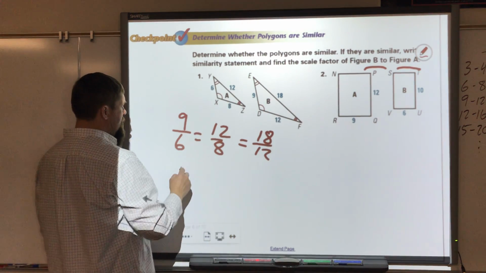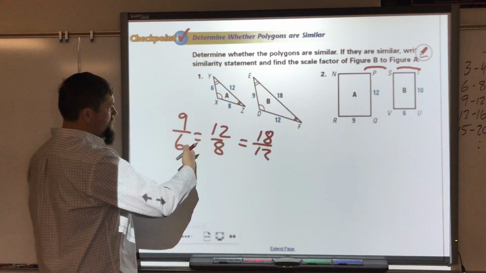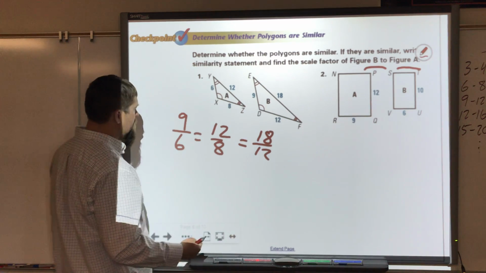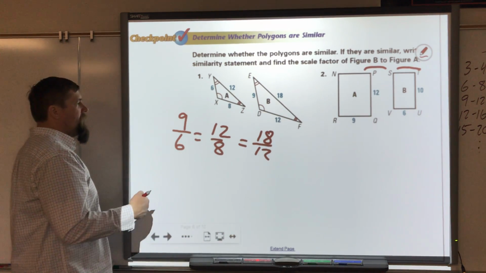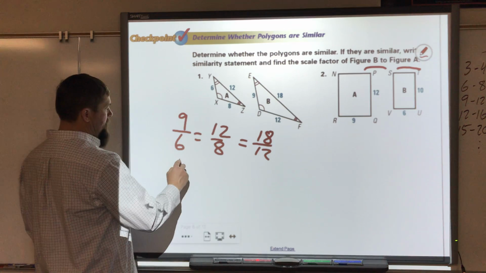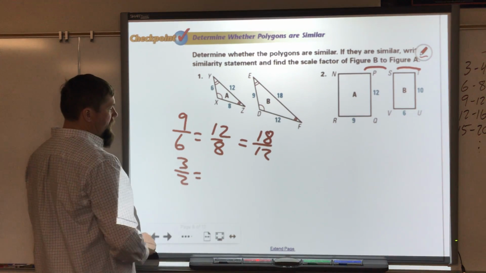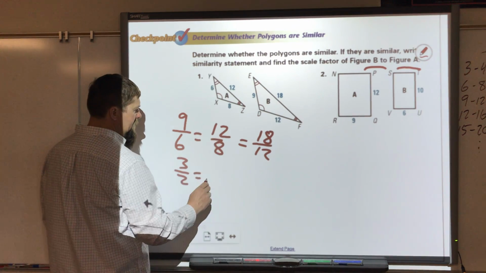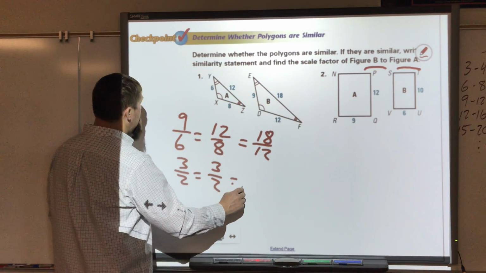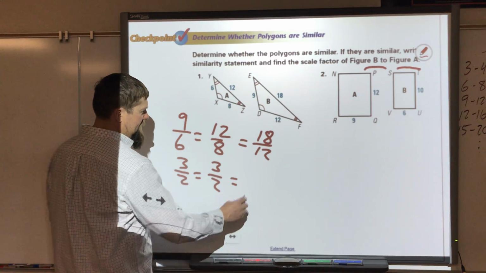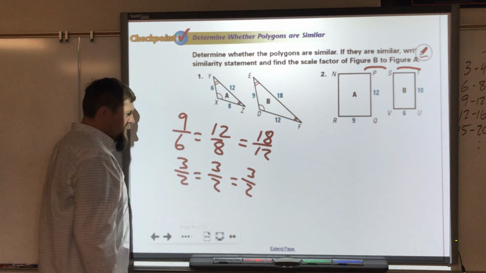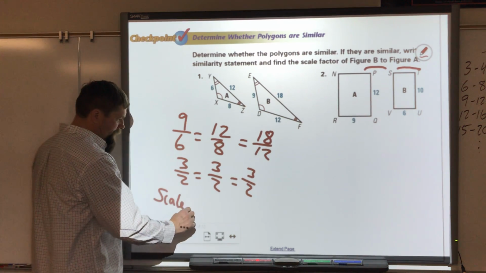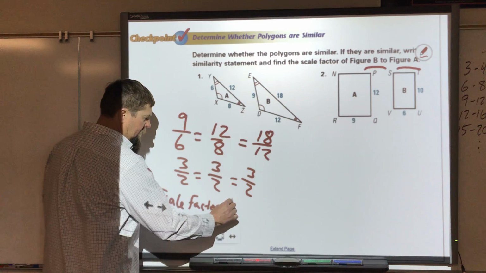You can see that if you divide both of these numbers, top and bottom, by the same number and get a simplified fraction, you should be able to compare that way as well. This one is 3/2 because you divide both top and bottom by 3. This one I can divide by 4, I get 3/2. And this one I can divide by 6 and get 3/2. So they are all 3/2. So the scale factor is 3/2.